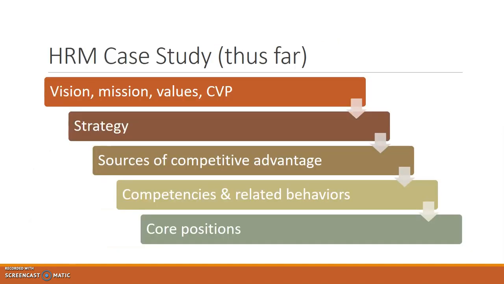So let's first look at what you've covered so far in your case study. In case study part 1, you looked at your vision, mission, values, and you defined the customer value proposition for your case study company. You identified the strategy using Porter's 4 generic strategies. You identified sources of competitive advantage, and you identified competencies that are needed inside your organization to deliver on those sources of competitive advantage and therefore deliver the company's strategy. You also identified related behaviors to those competencies.